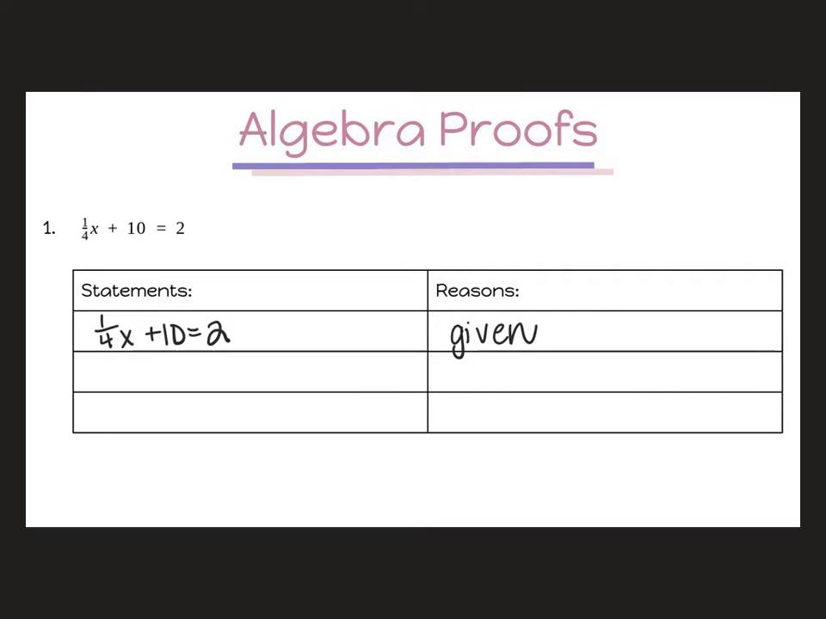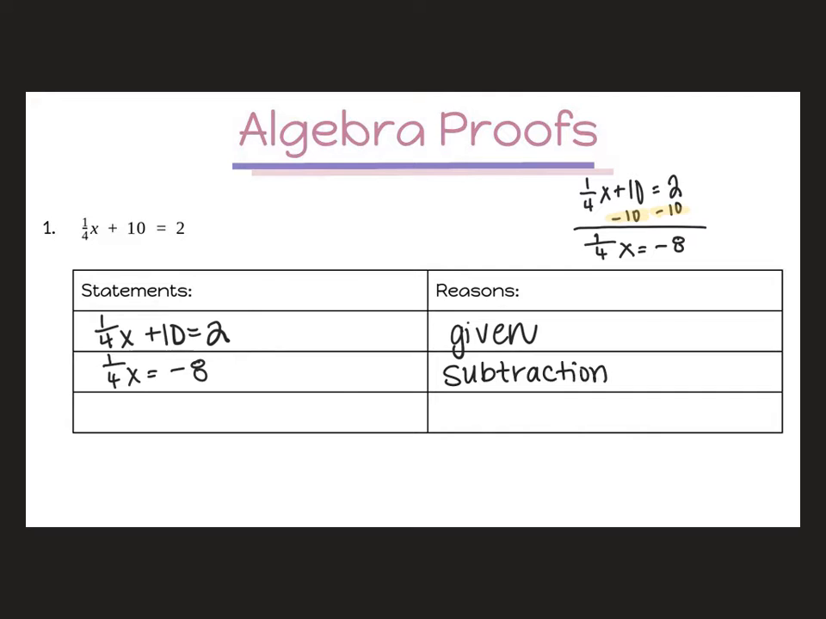In a proof, we're explaining how to solve. So if I come over here and write this out, the first step to solving is to subtract 10 from both sides, but in a proof, we're not showing any of our work. So if I were to subtract 10 from both sides, I'd be left with 1/4 x equals -8, and that's what's going to be my next statement. Because I subtracted 10 from both sides, that's the reason that I'm going to write. So subtraction property of equality.